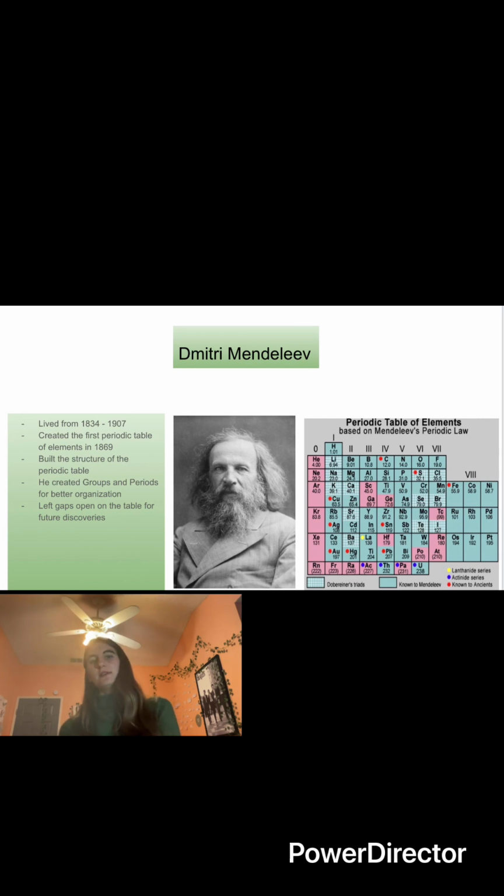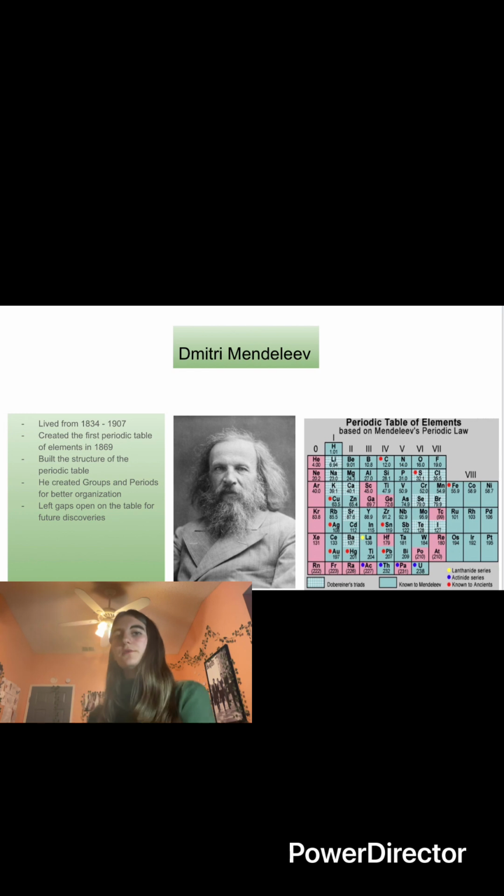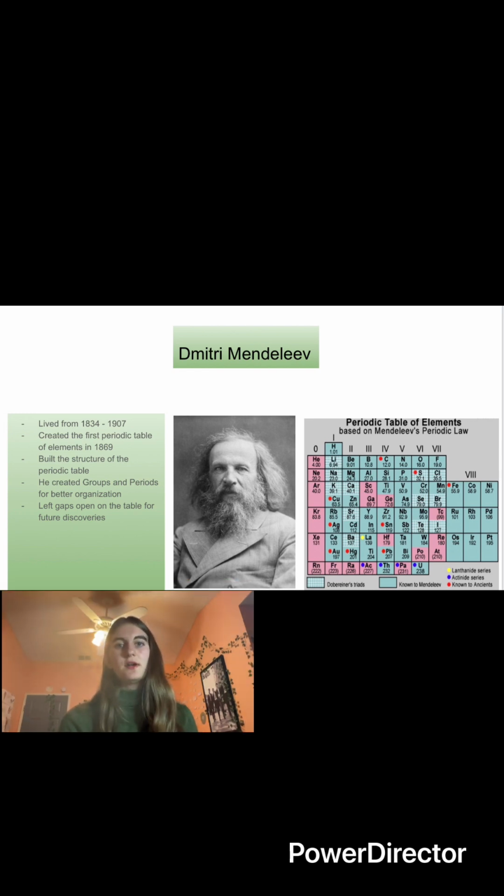Dmitri Mendeleev lived from 1834 to 1907. And in 1869, he pretty much took all the information that they already had about the elements and created the periodic table of elements. He created the groups and periods and how their properties increase and decrease as it moves along the table. He left gaps in the periodic table for future discoveries, so he was a pretty organized man.